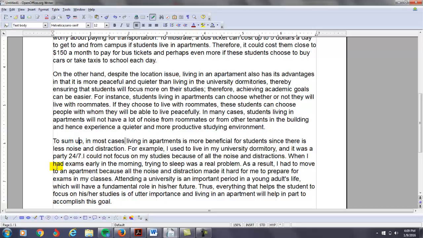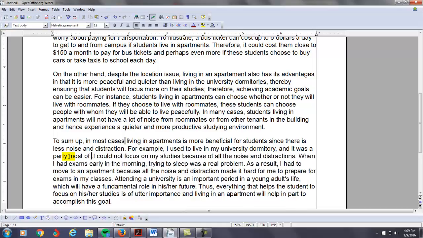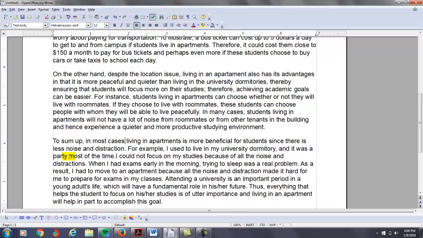The only problem, this is kind of like slang. It's 24 hours a day, 7 days a week, 365 days a year. I get that, but it's maybe a little too informal. And it was a party most of the time. And then maybe use in fact here. In fact, I could not focus on my studies because of all the noise and distractions.